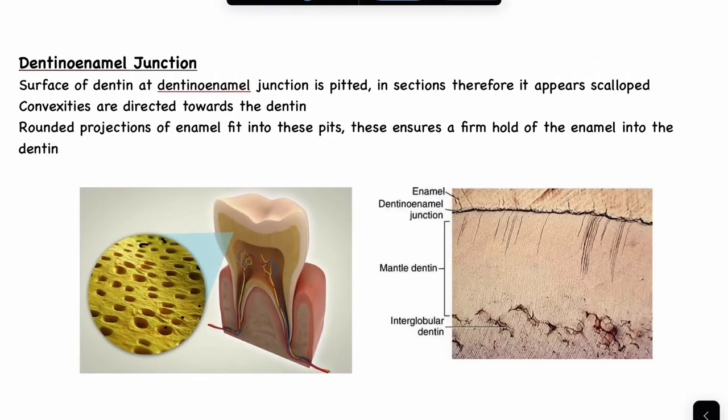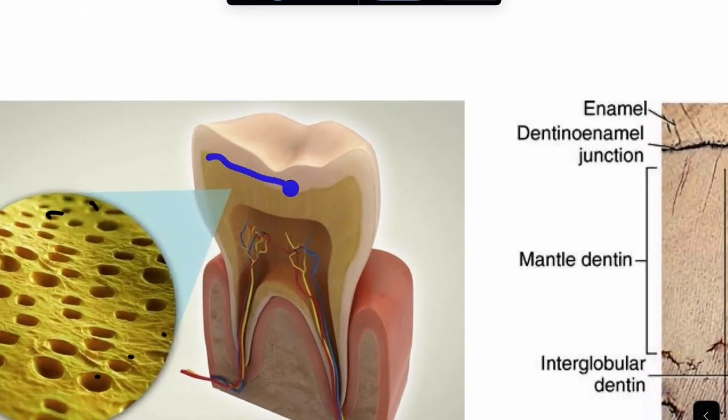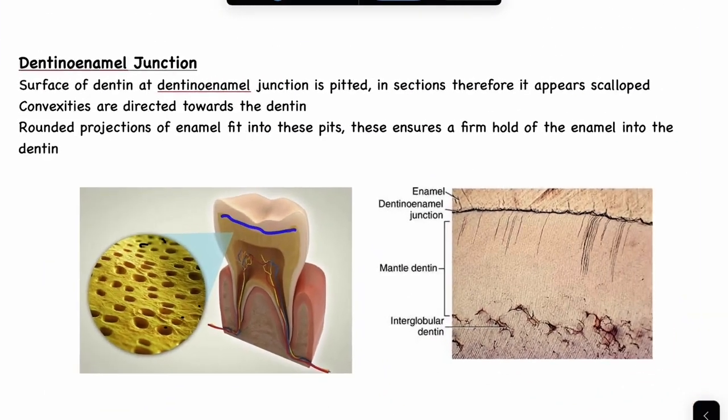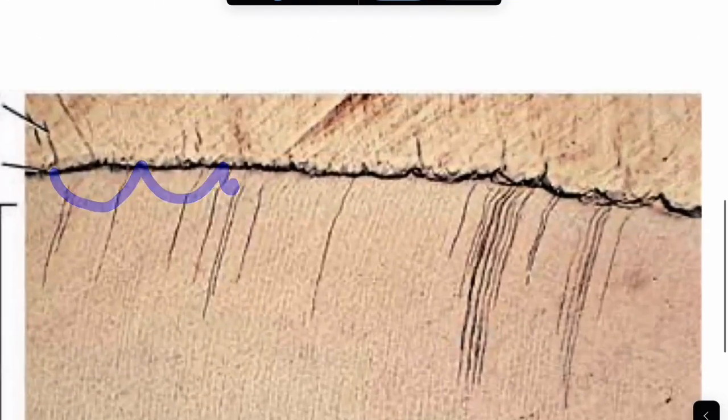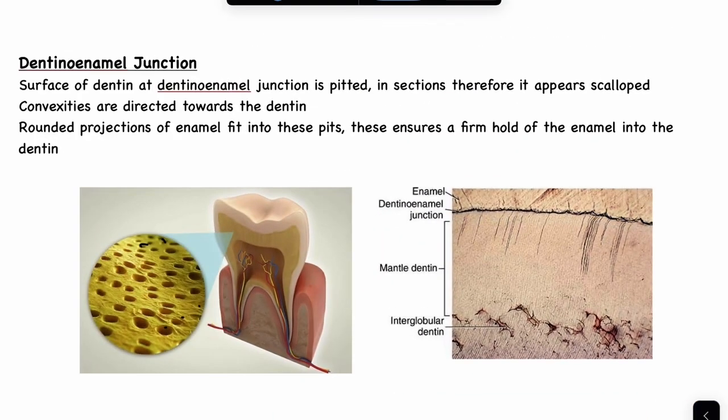Now coming to the dentinoenamel junction. We know it's the junction between the dentine and the enamel. But there's one basic concept: when you draw your histology diagrams, you would draw it like this. You can see that it appears scalloped. Why does it appear scalloped? The junction is pitted like this. And why is it pitted?